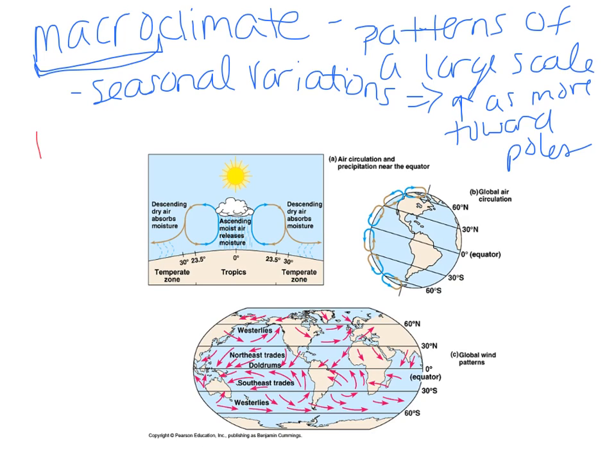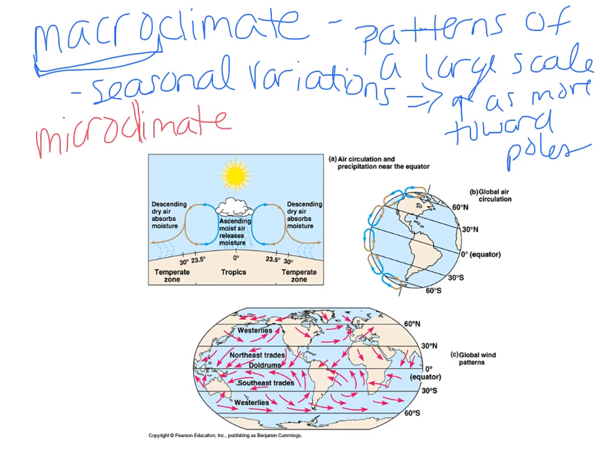Okay, a microclimate would be a very small area, very specific area, like, for instance, underneath a log that's fallen over, and so it's rotting and decaying. That would be a microclimate, a very fine, small pattern.